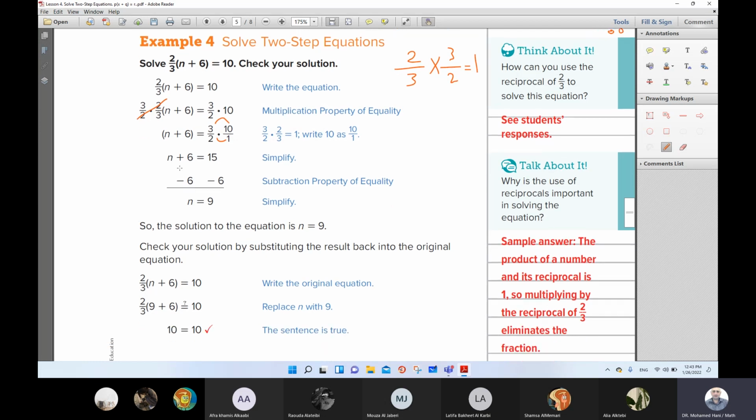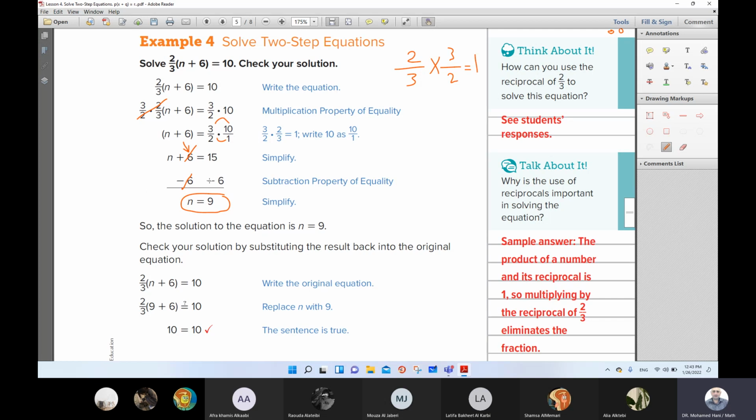Then to solve this equation, try to remove the constant here from this side. You can add the inverse of 6, which is negative 6. So add negative 6 to the two sides. Plus 6 and negative 6 will be 0. Remains here n. In the second side we have 15 minus 6 will be 9. So this is the solution of this equation.